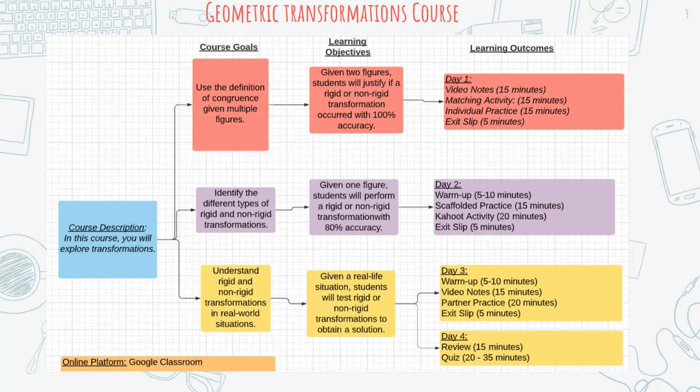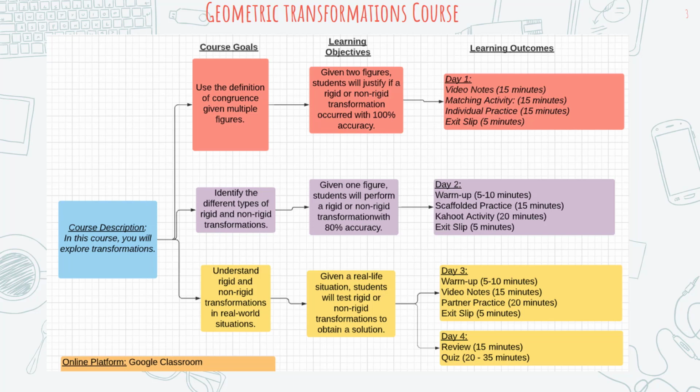The Geometric Transformation Unit lasts for 4 days, including measurable learning objectives and goals to help guide the process. Differentiated formative and summative assessments are given to analyze the student's understanding and progress. Formative assessments such as exit slips, warm-ups, and practice assignments help monitor student learning and provide constant feedback to make adjustments.